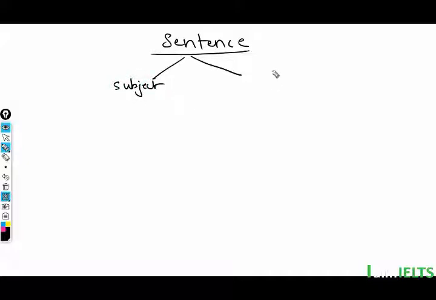Basically, any sentence can be divided into two branches. The first is called subject and the other is called predicate. Subject is nothing but the person who does an action or the person who we are discussing about. So subject is always the person who does something, or the person that we try to describe. Whoever we try to describe, that person we call subject.